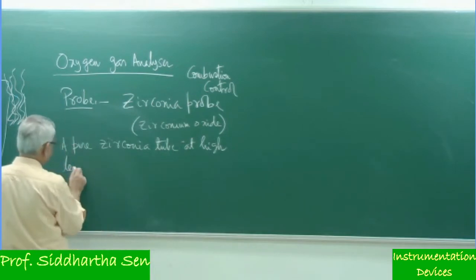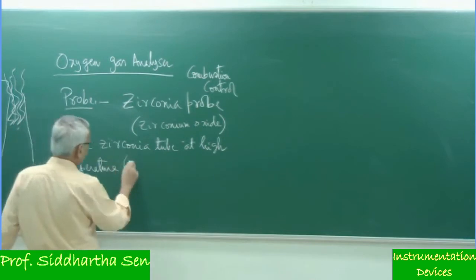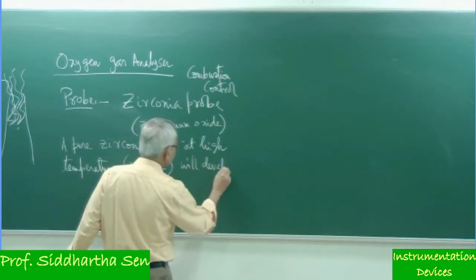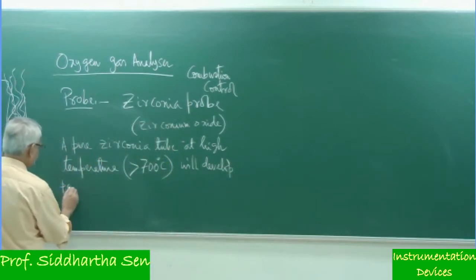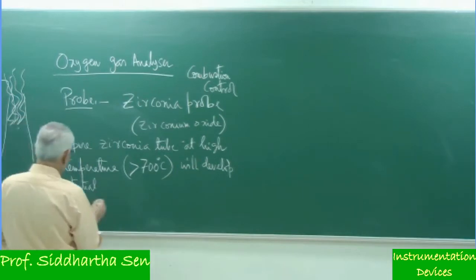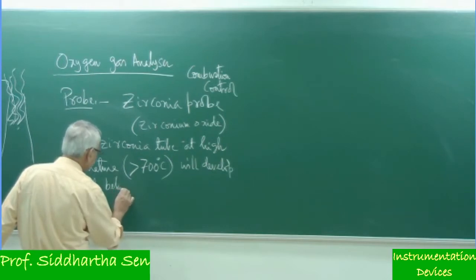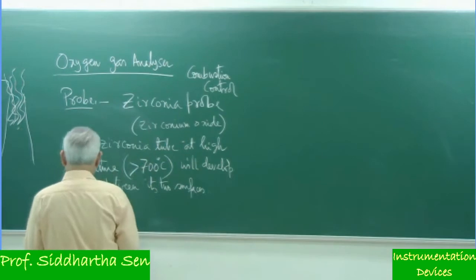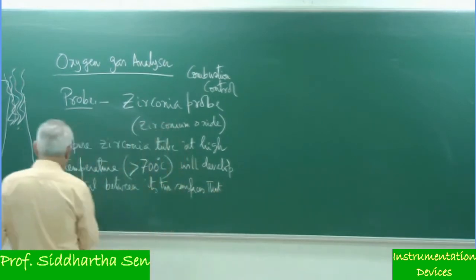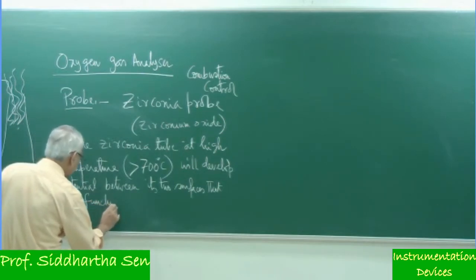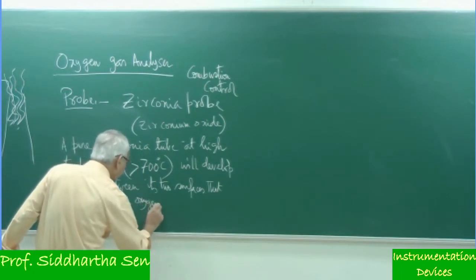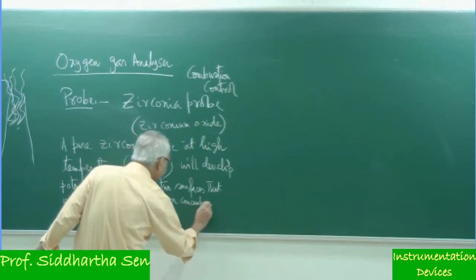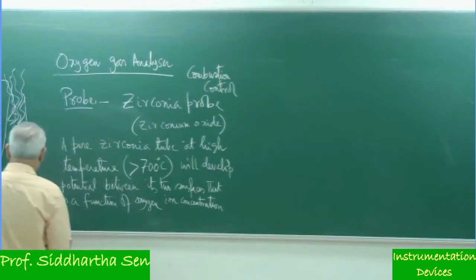at high temperature, which is greater than 700 degrees Celsius, will develop a potential between two surfaces that is a function of oxygen ion concentration in contact with the surface.